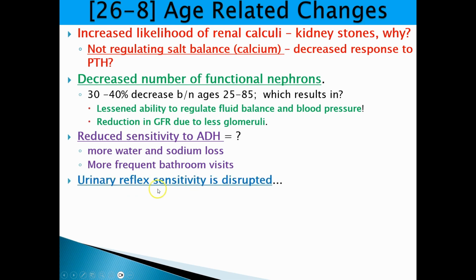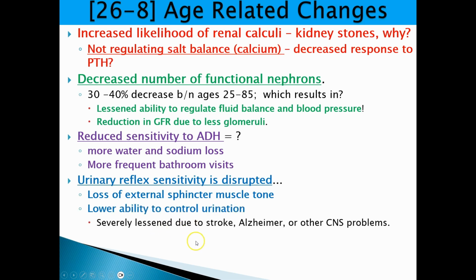All right, and then your urinary reflex sensitivity starts to be disrupted, which can be a loss of external sphincter muscle tone, which could of course lead to little drips. Laughing and maybe having minor accidents and things like that can end up happening as you age. And oftentimes, when you get really, really old, you might end up having to be in a diaper because, of course, control can get lost further and further.